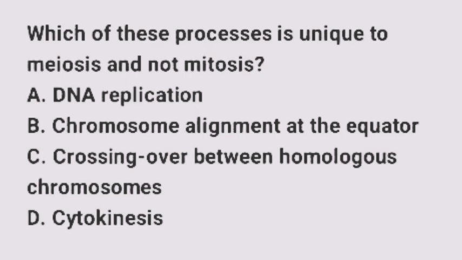Now let's explain. Crossing over happens only in prophase 1 of meiosis. Homologous chromosomes exchange segments of DNA. This increases genetic variation. DNA replication occurs in both, that's before cell division. The chromosome alignment and cytokinesis occur in both. This makes meiosis essential for producing gametes with unique genetic combinations. So don't forget, the correct option is option C, crossing over between homologous chromosomes.